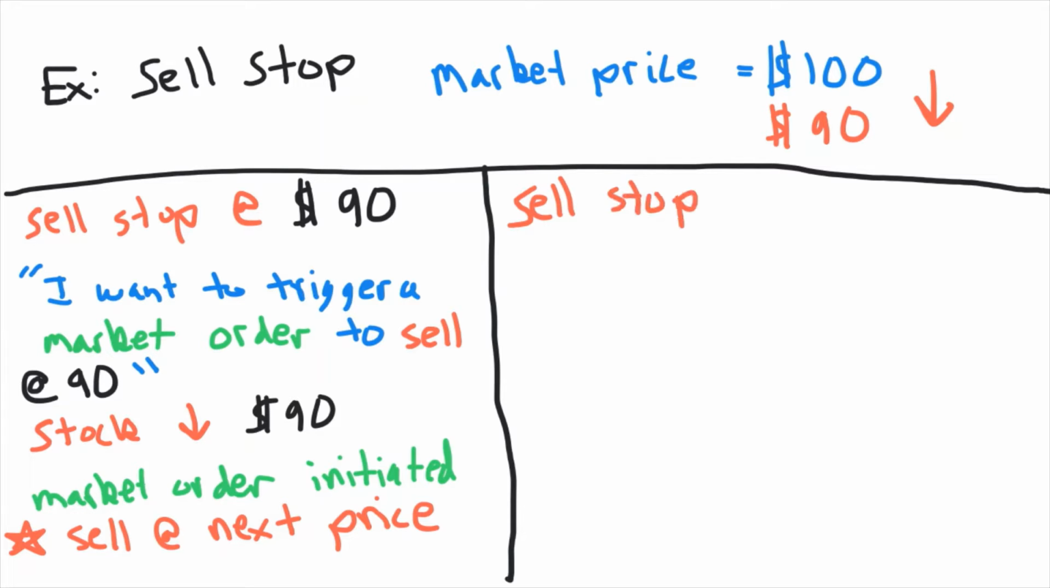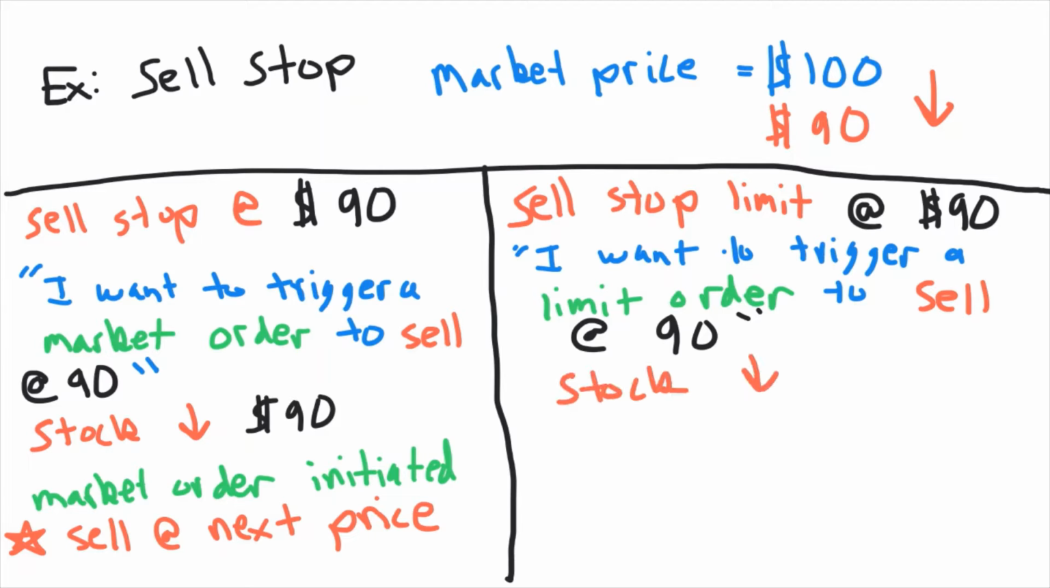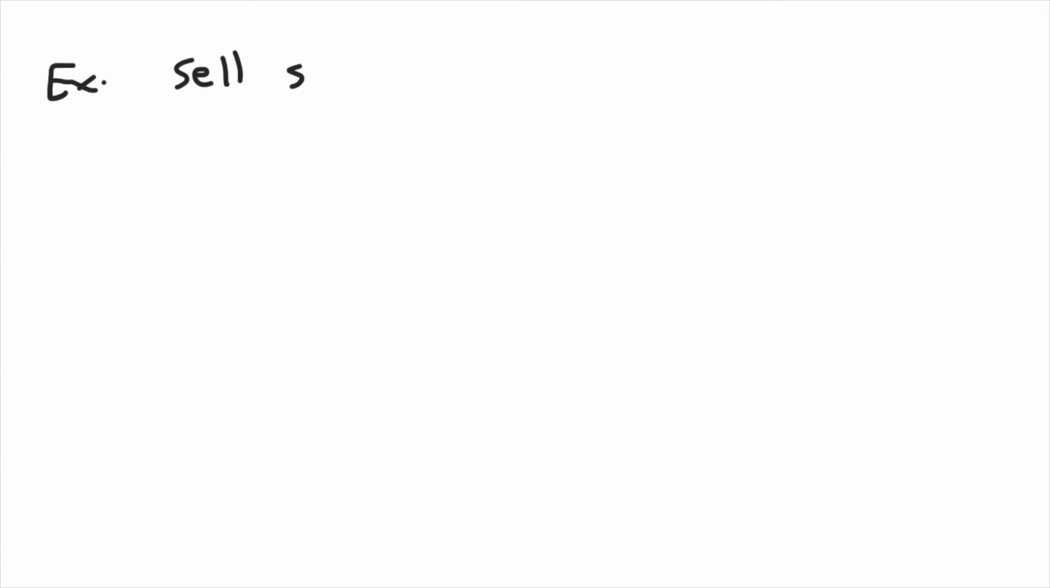Now, if we do a sell stop limit order at 90, we're saying to the market, I want to trigger a limit order to sell at 90. And so that means if the stock trades through $90, that will initiate a limit order with a different price, of course, or the same, and that will sell at the limit price or better. So you're just initiating a limit order.